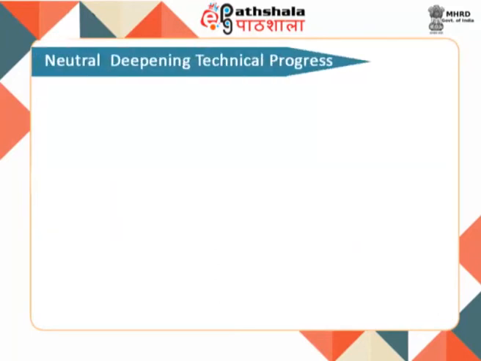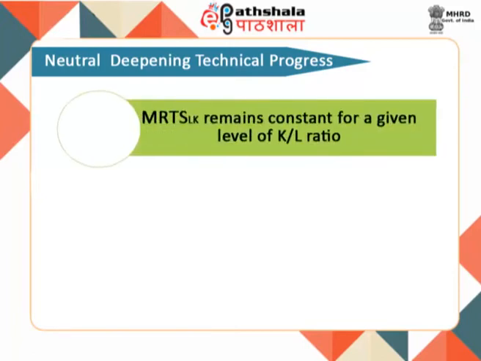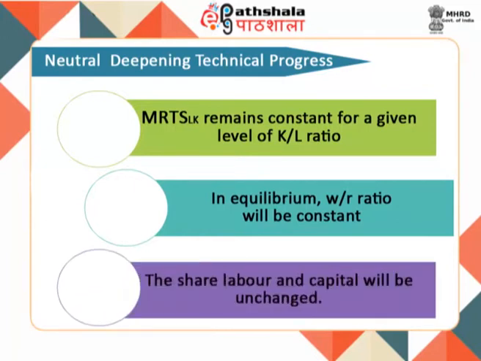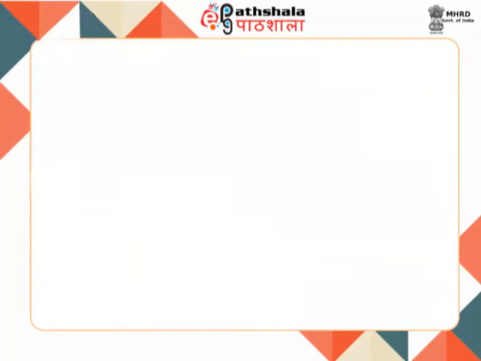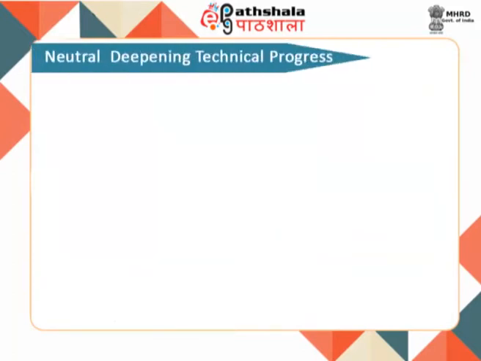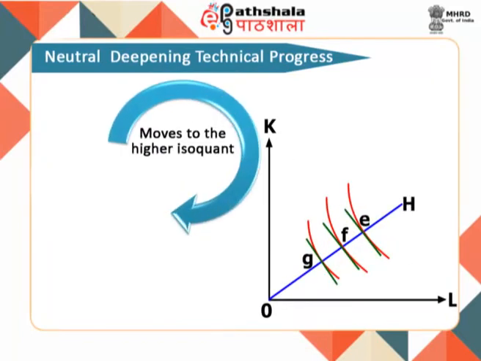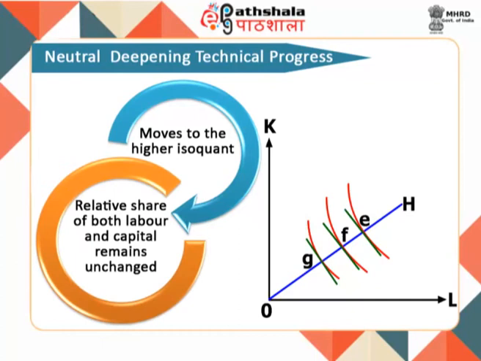Neutral technical progress. In neutral technical progress, the MRTS-LK remains constant for a given level of K by L ratio. Therefore, in equilibrium, W by R ratio will be constant. This implies that the relative share of labor and capital will be unchanged. The neutral technical progress is depicted in the figure. In this case, as we move to the higher isoquant, the relative share of both labor and capital remains unchanged.